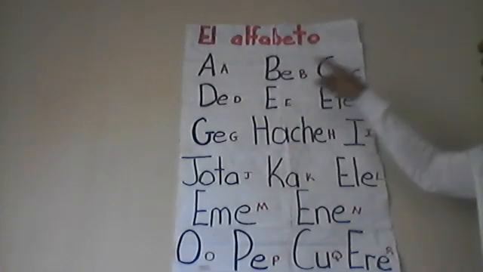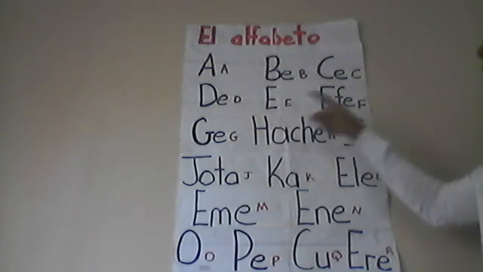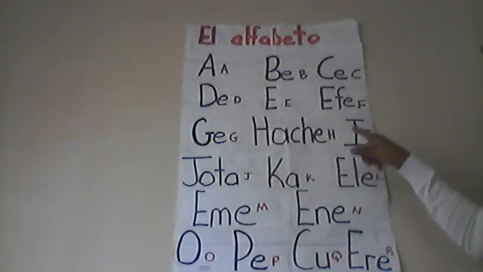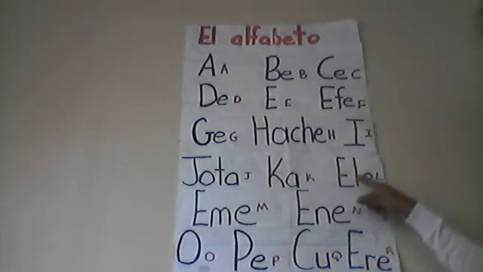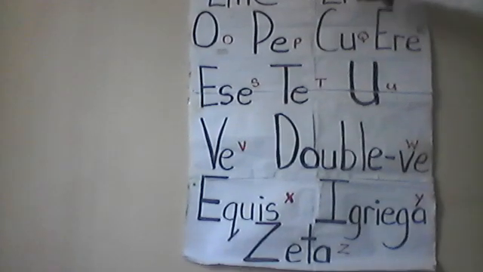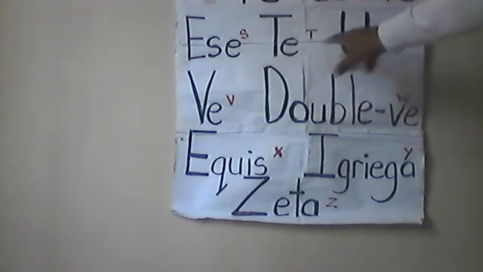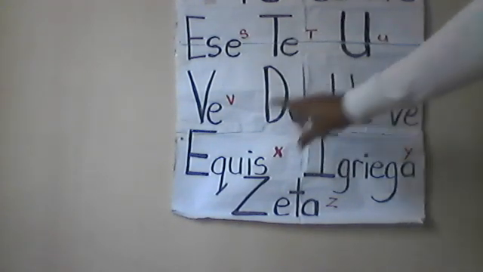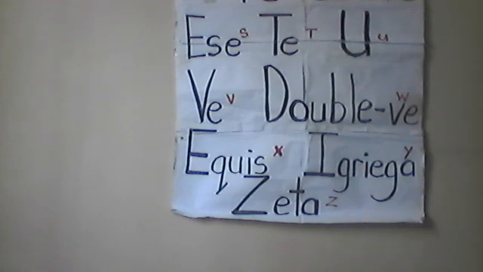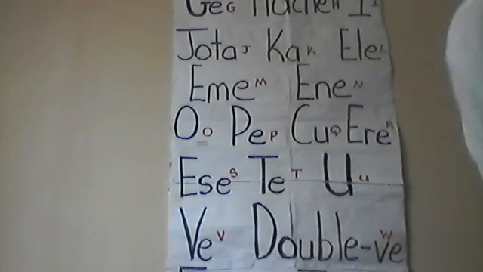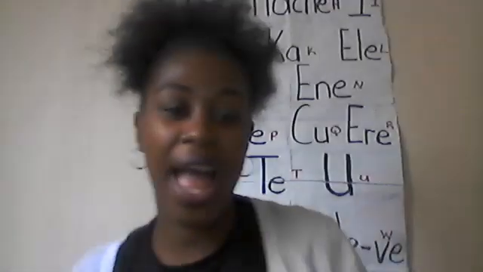Nosotros el abecedario. Primero en minúsculas. A, B, C, D, E, F, G, H, I, J, K, L, M, N, Ñ, O, P, Q, R, S, T, U, V, W, X, Y, Z. El abecedario ya aprendí. Ven y canta junto a mí.